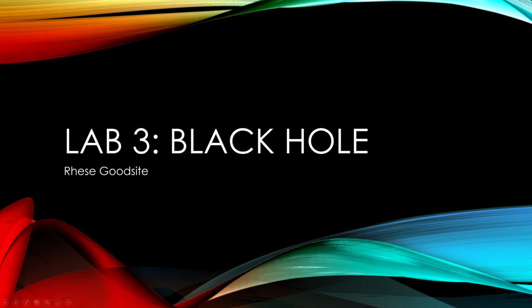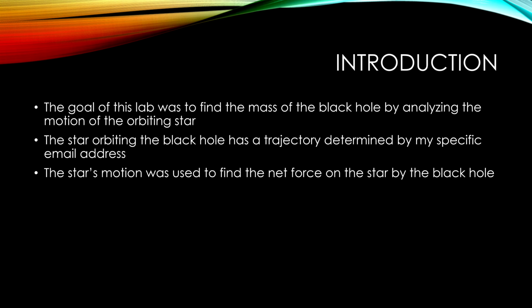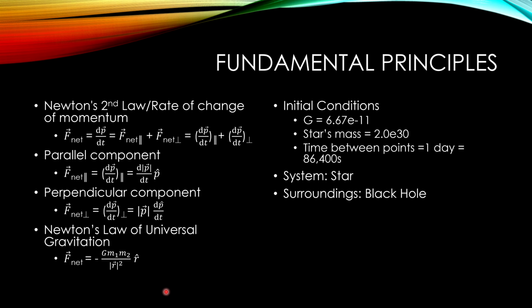This is lab 3, where we will look at a black hole. The goal of this lab was to find the mass of the black hole by analyzing the motion of the orbiting star. The star orbiting the black hole has a trajectory which was determined by my specific email address, and the star's motion was used to find the net force on the star by the black hole. So now we're going to look at our fundamental principles.